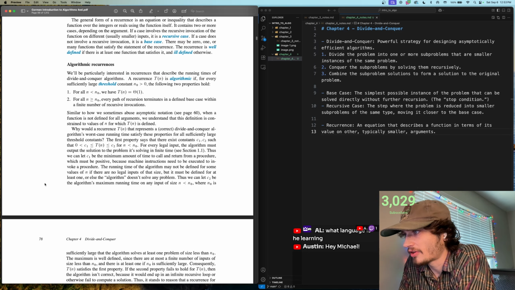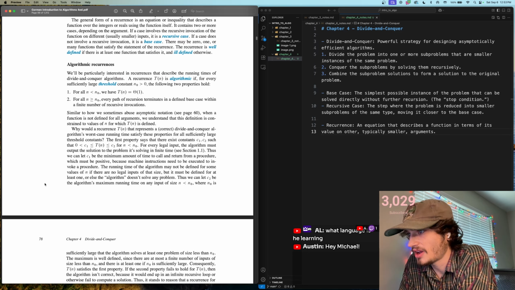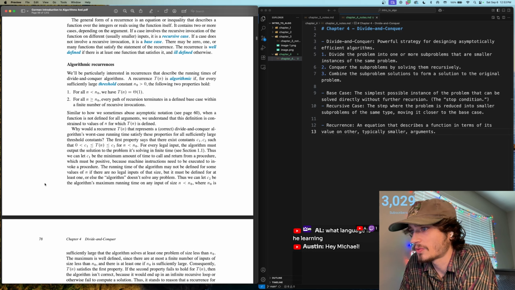The running time of the algorithm may not be defined for some values of n if there are no legal inputs of that size, but it must be defined for at least one, or else the algorithm doesn't solve any problem.